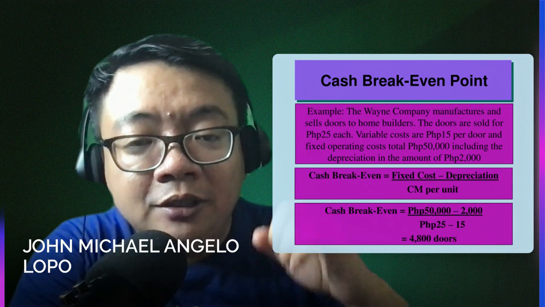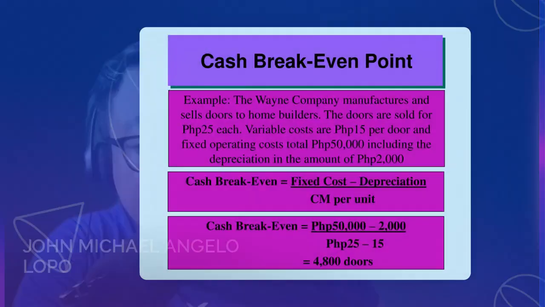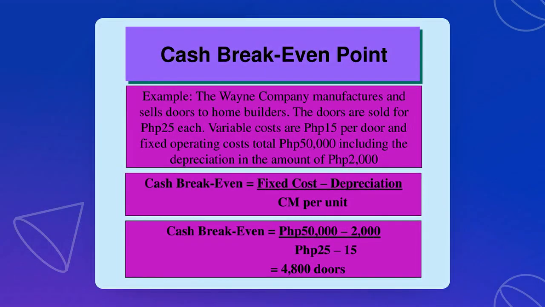Okay, going back to our discussion, what does 4,800 mean, class? It means that if you sell 4,800, your cash break-even point is 4,800, meaning net income is zero. But you will subtract non-cash transactions. Please be careful, in terms of your cash break-even point, you will subtract your depreciation. Very good.